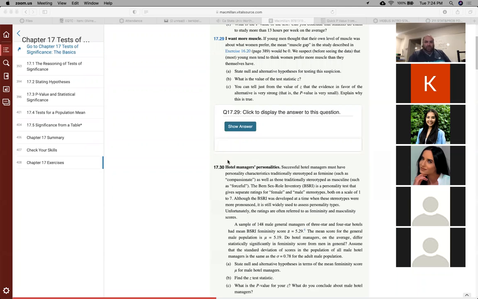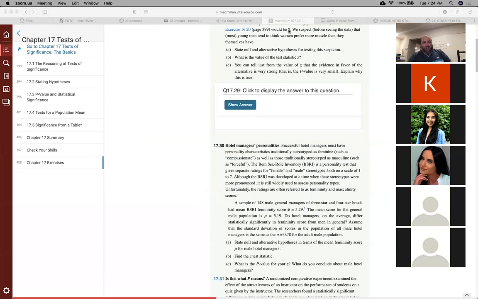Okay, so successful hotel managers must have personality characteristics traditionally stereotyped as feminine, such as compassionate, as well as those traditionally stereotyped as masculine, such as forceful. The BEM sex role inventory is a personality test that gives separate ratings for female and male stereotypes based on a scale of 1 to 7. Although the BSRI was developed at a time when these stereotypes were more pronounced, it is still widely used to assess personality types. Unfortunately, the ratings are often referred to as femininity and masculinity scores, which is very archaic.